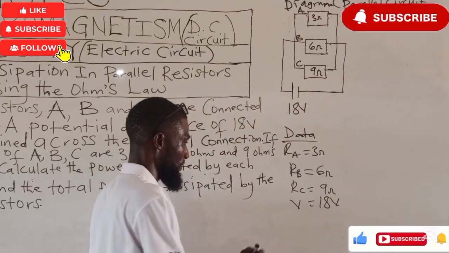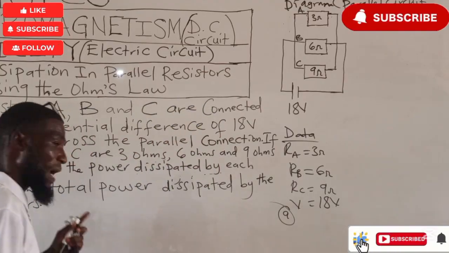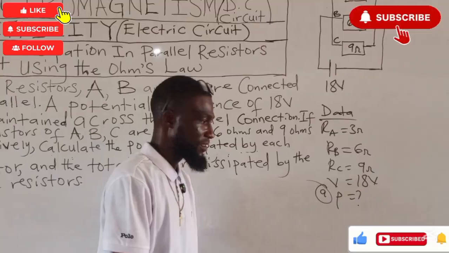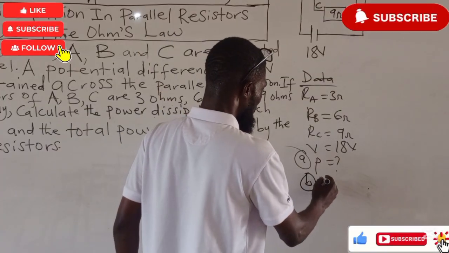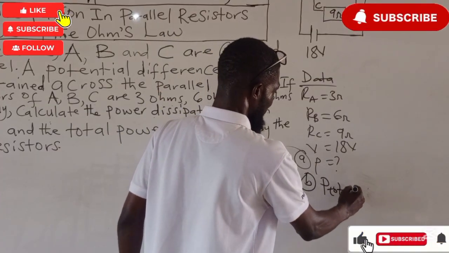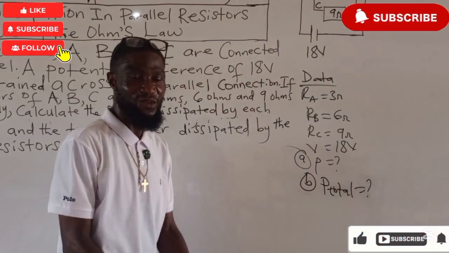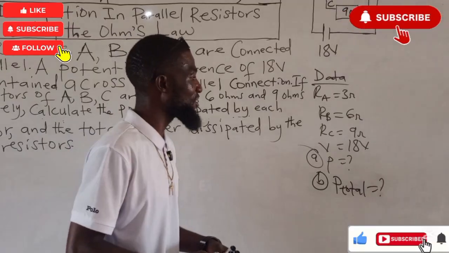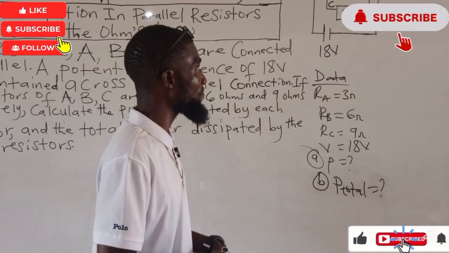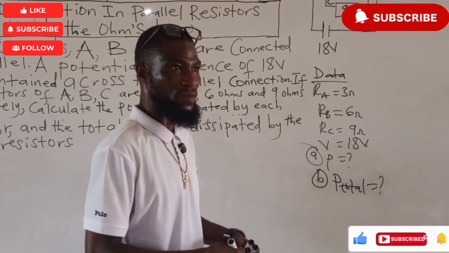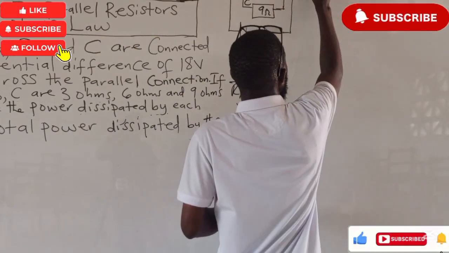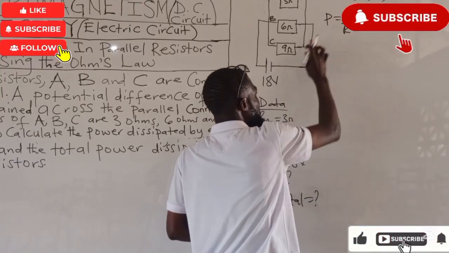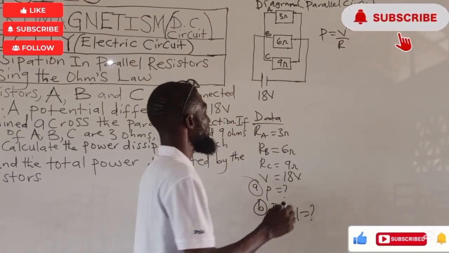On this note, ladies and gentlemen, we'll be finding A, the power dissipated by each resistor, which is P, which is equal to question mark, and B, the total power dissipated, which will also be equal to question mark. On this note, based on this information, we'll be looking at our problem to solve. On our problem today, we have our formula, and our formula says P is equal to V squared over R. Remember, this is the formula that we'll be using to solve our problem.